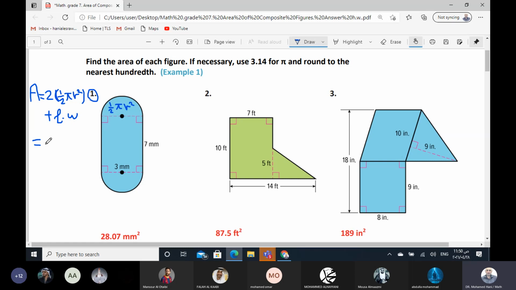Now the value of pi will be 3.14 times r squared. And we have here the diameter. We have the whole distance here, 3, the diameter. The radius will be half of the diameter, from the center to this point. Means half of 3. 3 divided by 2 will be 1.5.